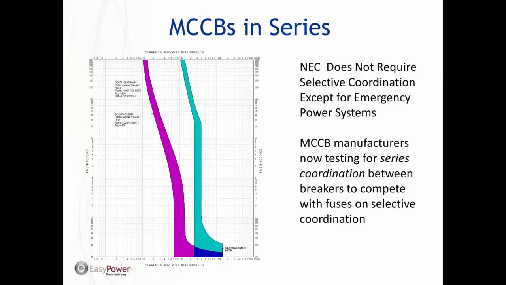And what's happening now is the molded case circuit breaker manufacturers are testing for series coordination between breakers to verify that they will coordinate regardless of what the TCC shows. And that's being done to compete with fuses, which are known to, as long as you have a 2-to-1 ratio between your fuses, coordinate just by test. So to compete with that, the breaker manufacturers are now doing testing of their own breakers to establish series coordination. That's going to work up to a certain maximum fault current, basically.